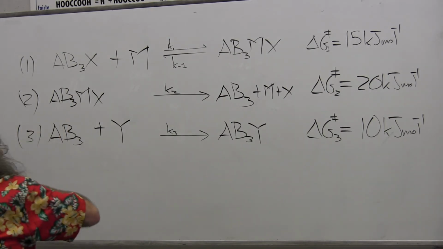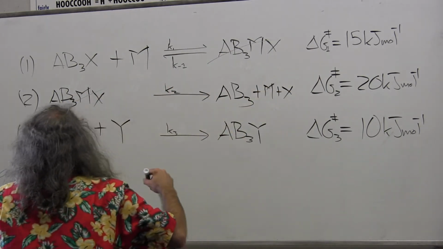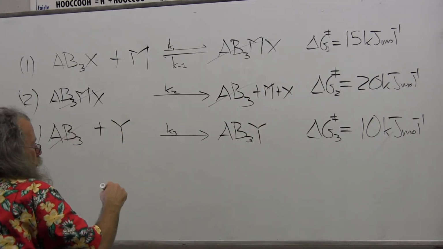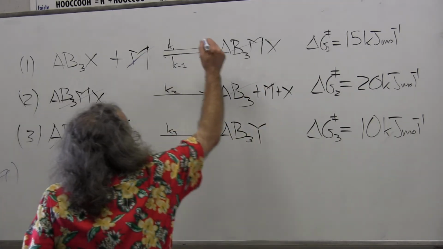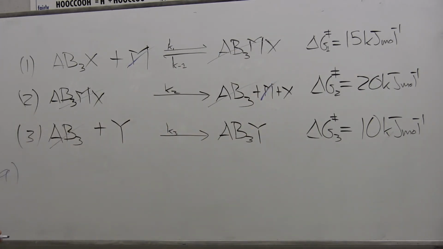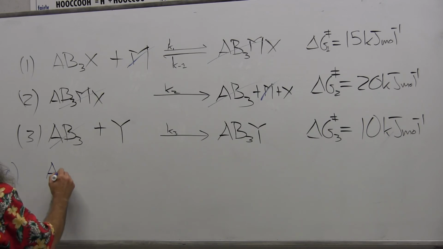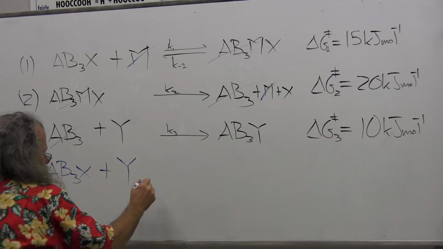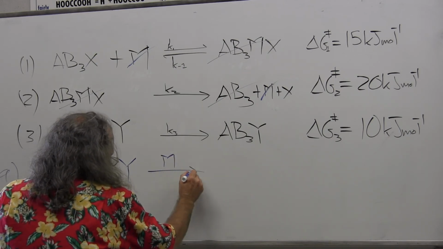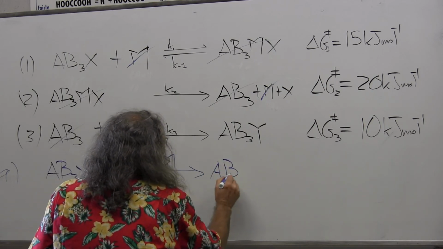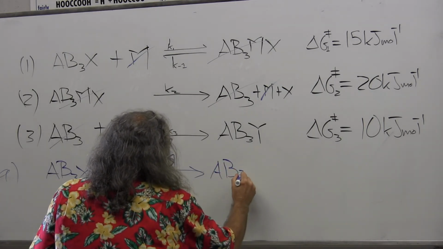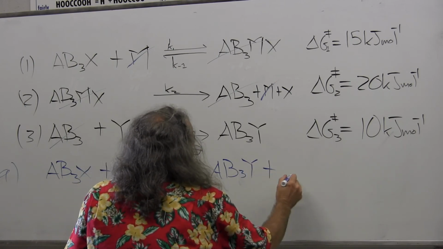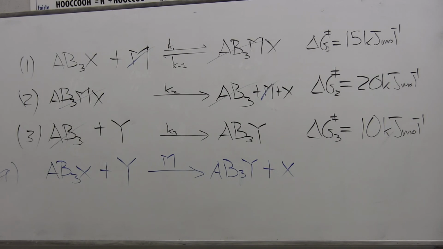Well, this drops out. This is produced and consumed. And everything that remains is the reaction. So I have the reaction being AB3X plus Y. I write the catalyst over the arrow. And that's the first question, A. So you have to write the overall reaction. Everybody got that?